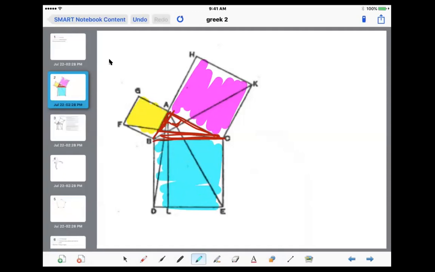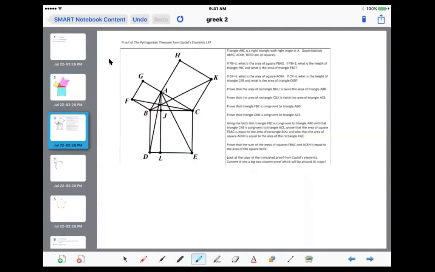Now, there are also a bunch of other lines. Well, not a bunch. Let's see, how many extra lines are there? There's also this line here. It's basically the altitude drawn to the hypotenuse, but then it's extended down. So that's one extra line. Then there's this line going from B to the corner of this square. And then there's this line, 3. Then there's this line and that line. So there's 5 extra lines drawn into this picture.